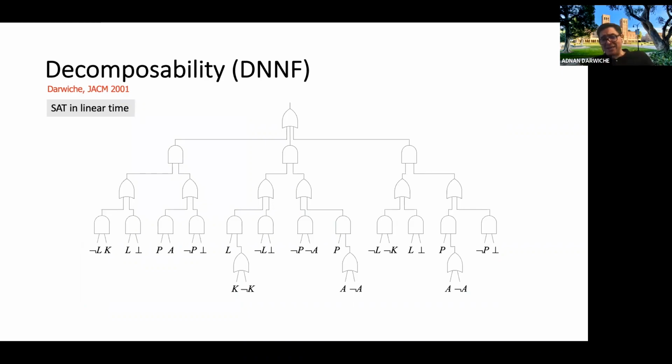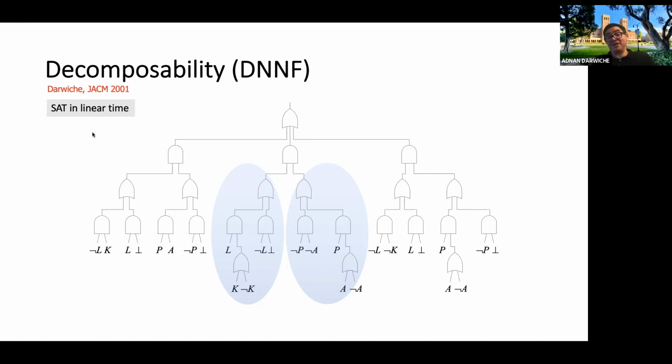This is a Boolean circuit. It's an NNF, so you have only ANDs and OR gates, except for inverters next to the input. And the property of decomposability is pretty simple. It applies to AND gates. It says if you look at the sub-circuits that feed into an AND gate, and you look at the variables, here L, K, here P, A, they do not share variables, all right? So those variables are disjoint. And you need this for every AND gate. So if for every AND gate, the sub-circuits feeding into it have disjoint variables, we will say that the circuit is decomposable, and we call it a d-DNNF.